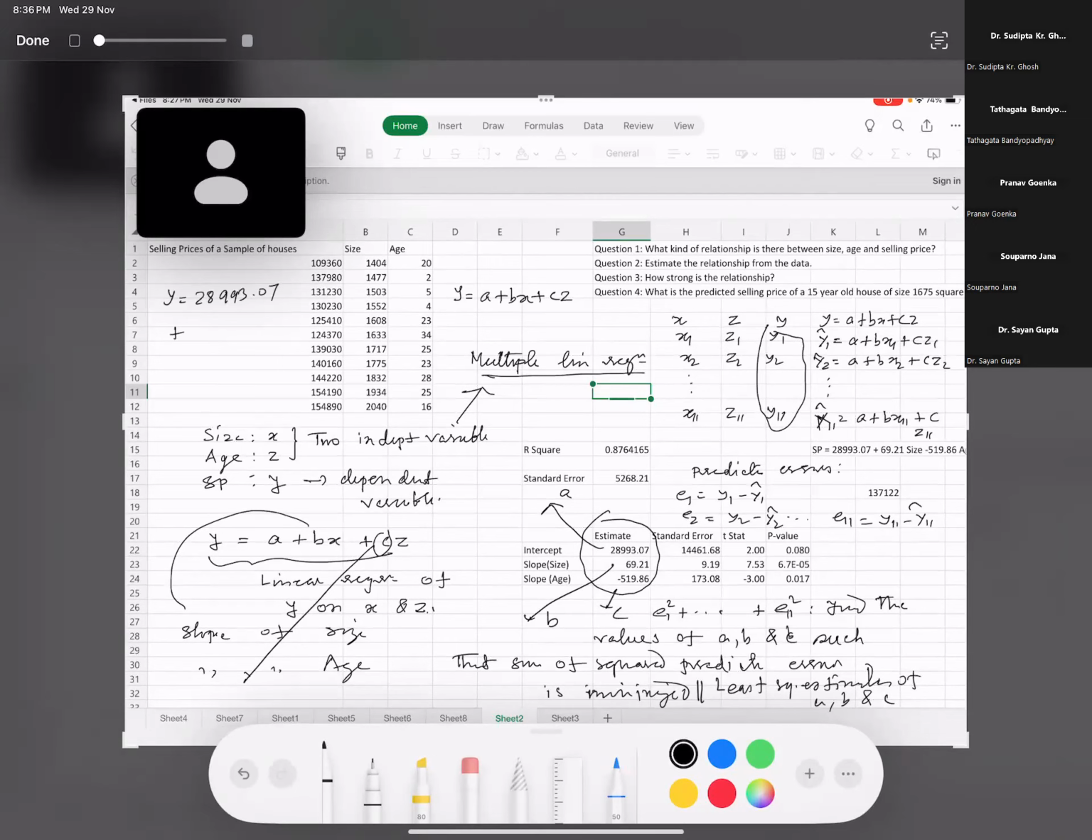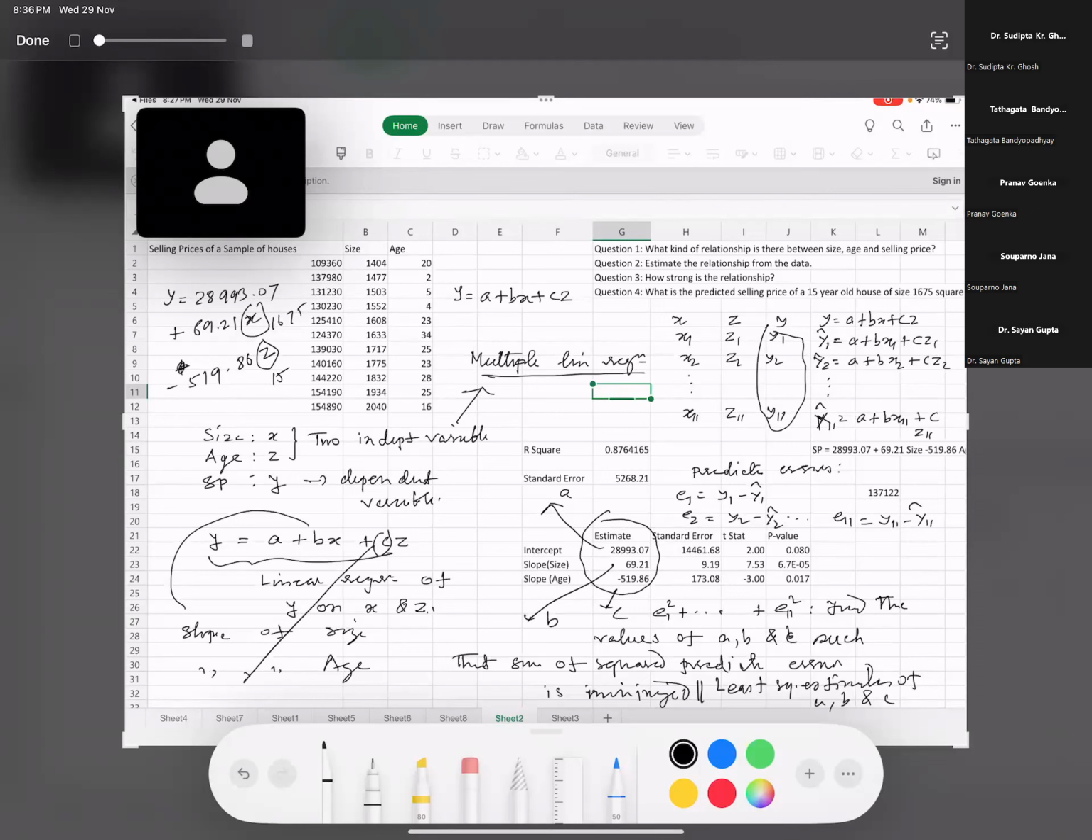28993.07 plus 69.21 times x, that is size, minus 519.86 times Z, which is the age. So you are asked to predict the selling price of a house whose age is 15 years. So here you need to put 15 and size is 1675 and you will get the predicted value of the selling price. Okay? Is it clear? Yes, sir.